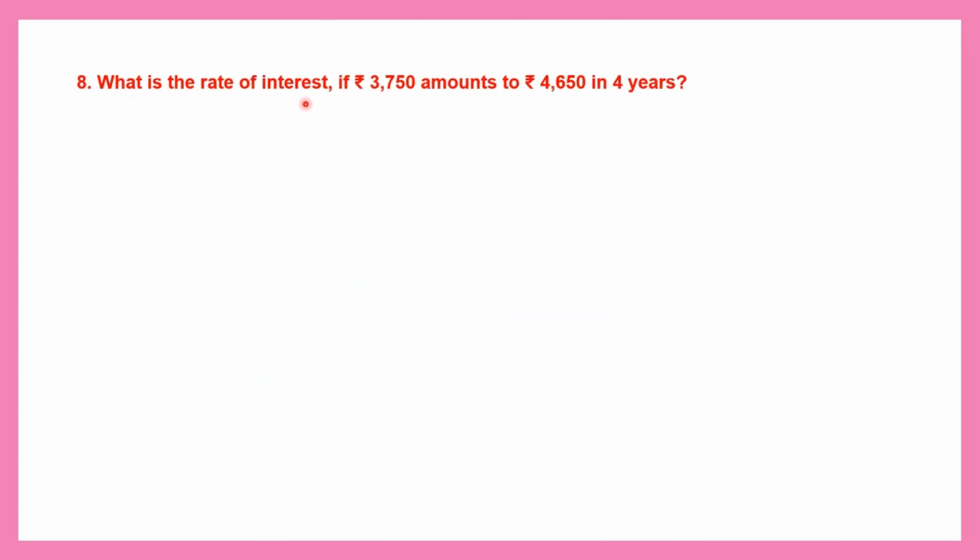Question 8. What is the rate of interest if 3,750 rupees amounts to 4,650 rupees in 4 years? Okay, so we have been asked to find the rate of interest, that is R, and we have this amount, which is the principal, which is going to change into this amount, becoming the amount, and the time we've been given is 4 years. Now, what is the formula to find the rate of interest? That is simple interest into 100 divided by P into T.